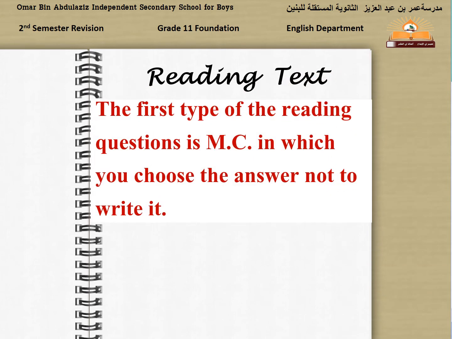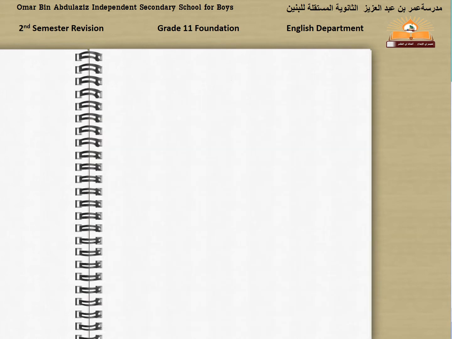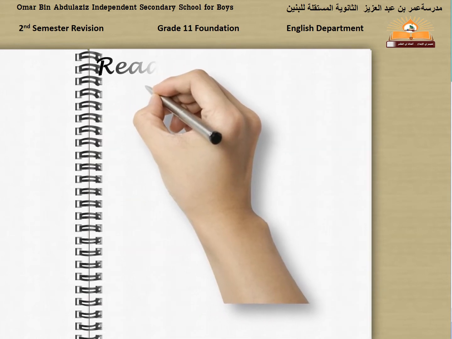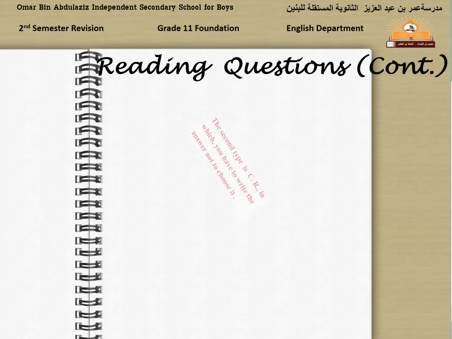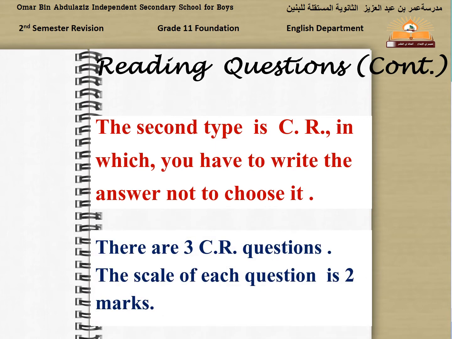The first type of the reading questions is MC, in which you choose the answer, not write it. There are 2 MC questions. The scale of each question is 1 mark. The second type is constructed response, in which you have to write the answer, not choose it. There are 3 CR questions. The scale of each question is 2 marks.